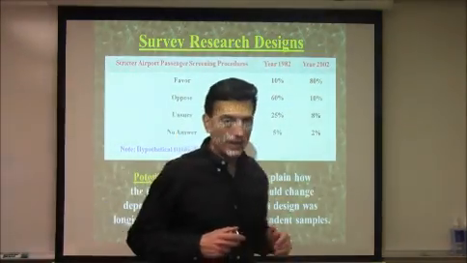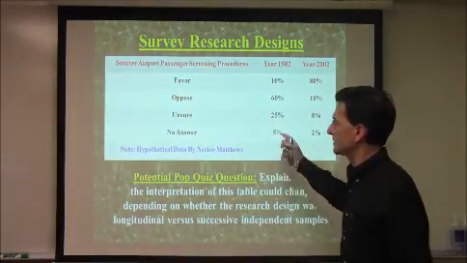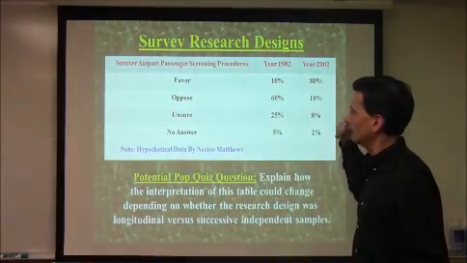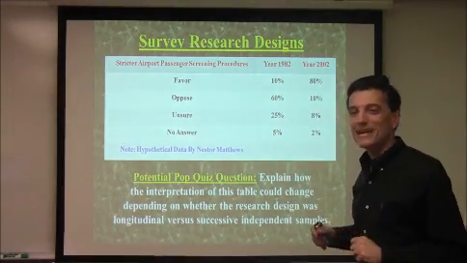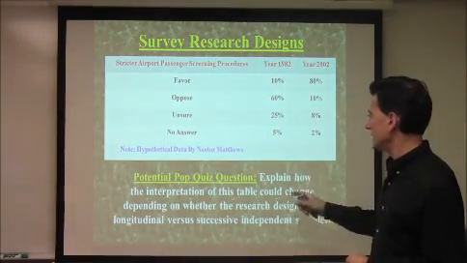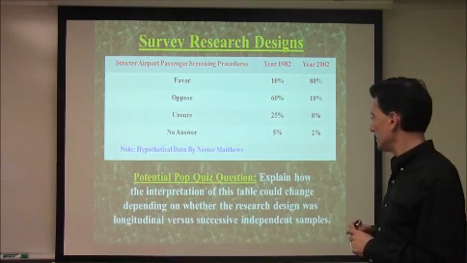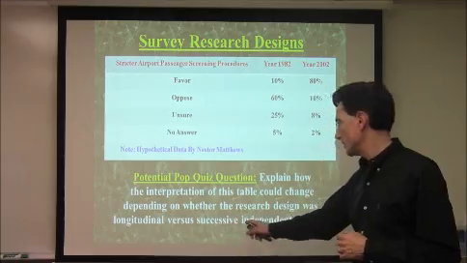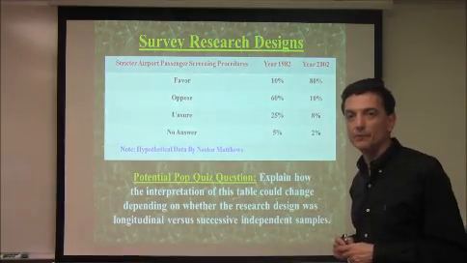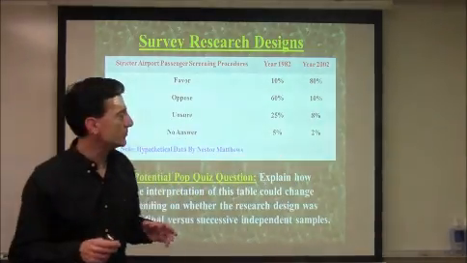Okay, let's go over to a potential pop quiz question. And these are some hypothetical data that I'll show to you. I'll first give you the pop quiz question, then I'll walk you through the table. So the question here is, explain how the interpretation of this table could change depending on whether the research design was longitudinal versus successive independent samples. And let's just see if we can make this really clear to you.